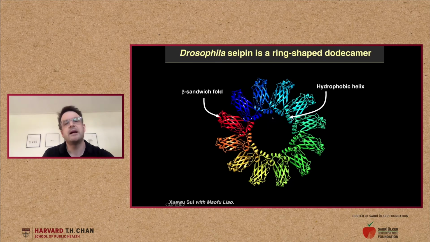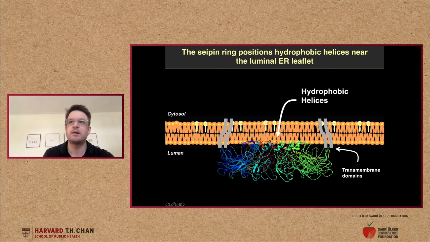The structure has two particular features. It has a hydrophobic helix in the middle and this beta sandwich fold. And in fact, each one of those luminal domains oligomerizes to give you that large dodecameric ring. And this is how we pictured it sits in the membrane, with the hydrophobic helices positioned against or into the membrane, and the transmembrane domains, which were not part of our structure, anchoring it to the membrane.